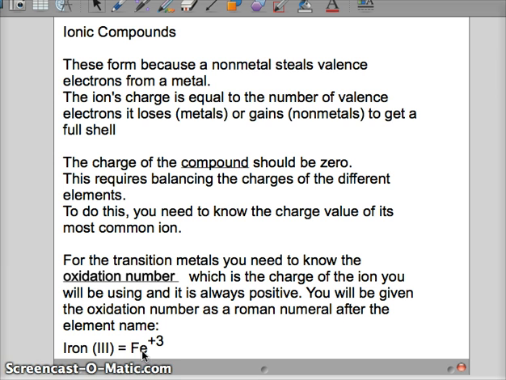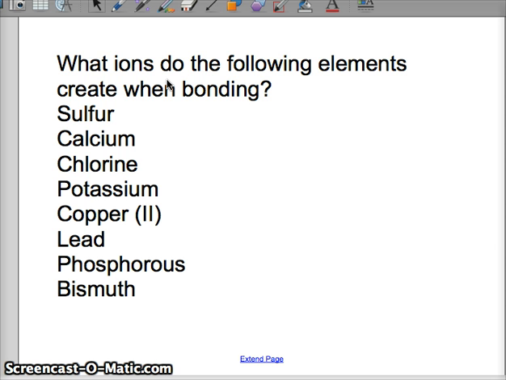Why do I have to write it like this? I will show you right now. So the balancing act. Let's get to that next slide. Well, first we have the ions. I want you guys to write down these ions and then show them to me. Ions of sulfur, calcium, chlorine, potassium, copper, lead, phosphorus, and bismuth.